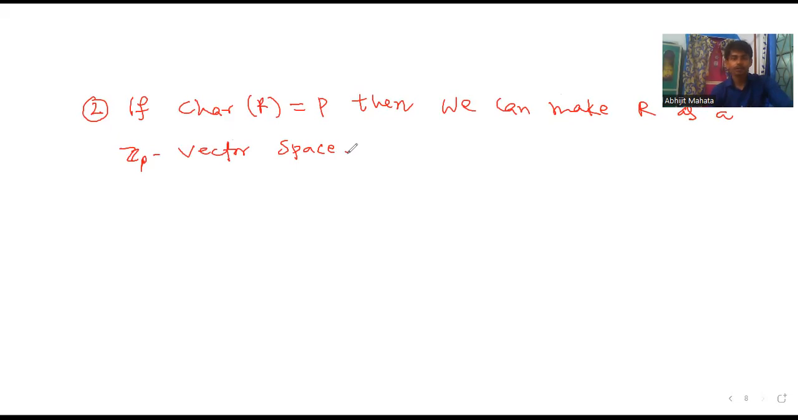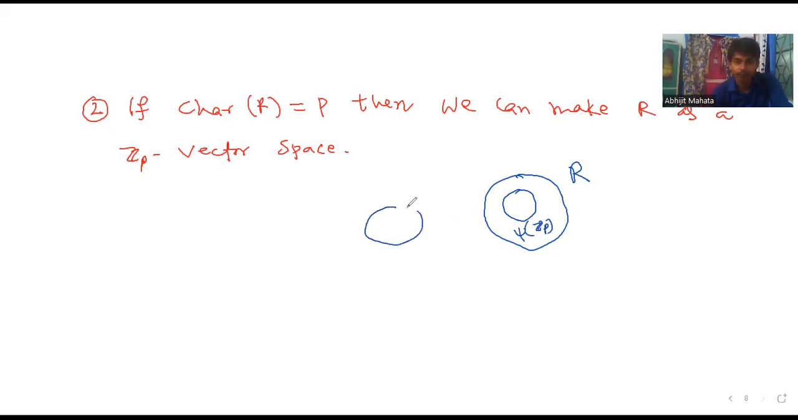Because inside R we have a copy. So basically we have the ring R, and inside R we have a copy of Zp, which is a subfield. Basically here we have Zp, and from Zp to this ring R we have a map, so it is an isomorphic copy of Zp. This is a subring of R, and also a subfield. It has a field structure: every non-zero element of Zp has an inverse. So now we can make it a vector space.